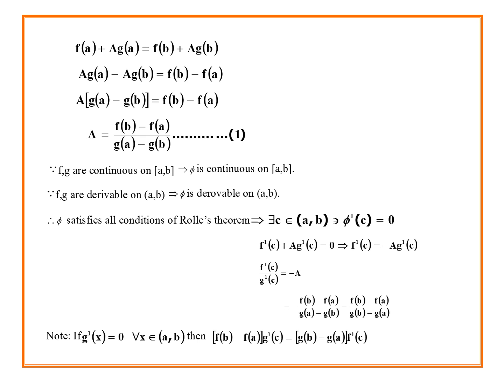f'(c) + λg'(c) = 0. That implies f'(c) = −λg'(c), so f'(c) by g'(c) is equal to −λ. So here, what is the λ value? The λ value is f(b) − f(a) by g(a) − g(b). That is equal to, multiplying with minus, we get −λ = f(b) − f(a) by g(b) − g(a).